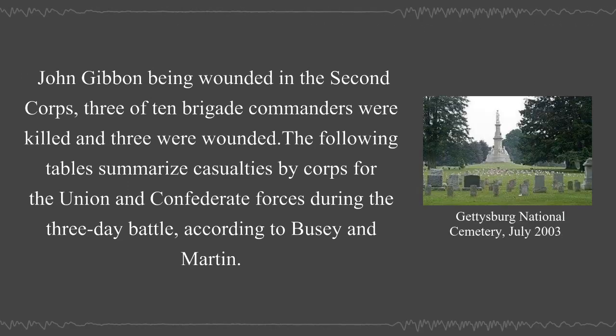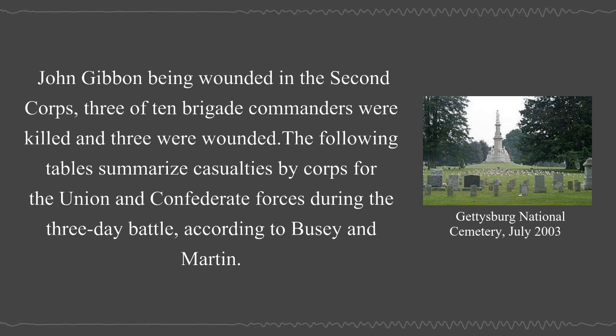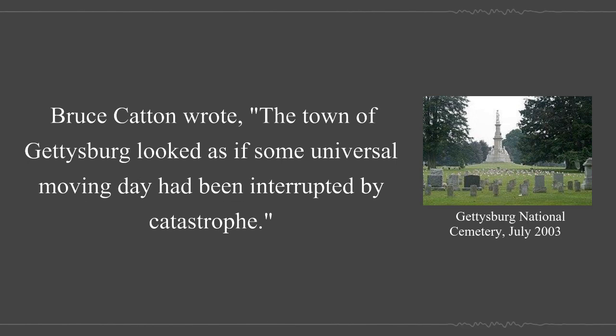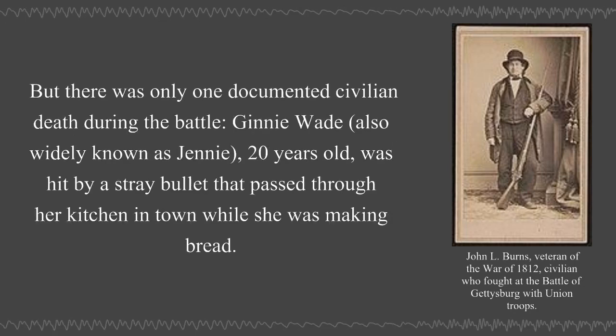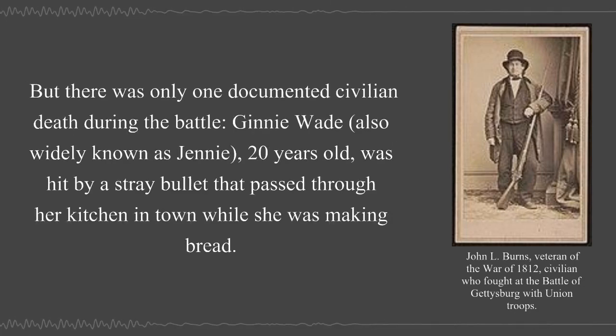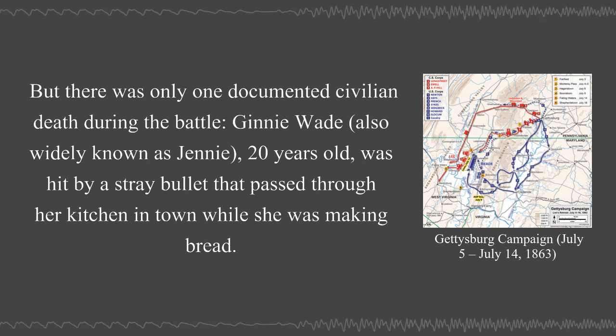The following tables summarize casualties by corps for the Union and Confederate forces during the 3-day battle, according to Busey and Martin. Bruce Catton wrote, "The town of Gettysburg looked as if some universal moving day had been interrupted by catastrophe." But there was only one documented civilian death during the battle. Jenny Wade, also widely known as Jenny, 20 years old, was hit by a stray bullet that passed through her kitchen in town while she was making bread.